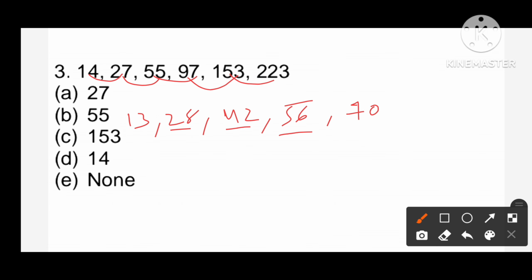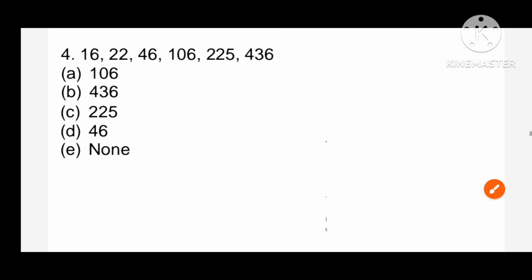So these are 14 factors: 14 five times, 14 four times, 14 three times, 14 two times. So it must be 14. So this is our wrong number. So option D is the wrong one. Next question number 4.